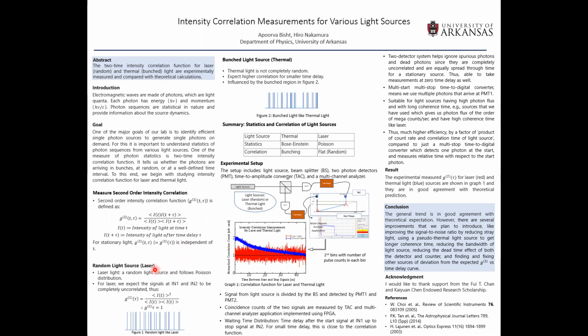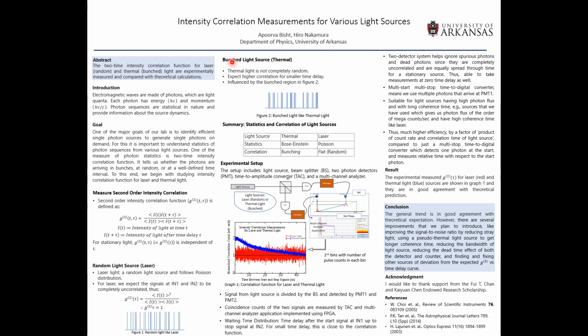First, let's talk about the light sources that we use for this project. The first one is laser. Laser is an ideal source of random light. That is, it has uniform intensity for every time delay. Thus, it follows Poisson distribution. So if we have signals from the same laser source at two inputs, they would turn out to be completely uncorrelated to give a G2 of 1 for all times, like so.